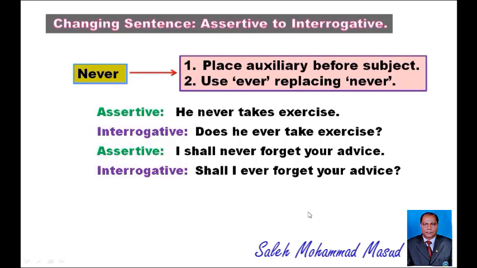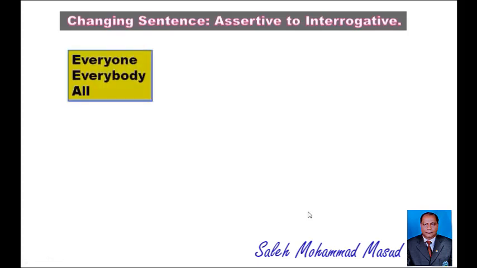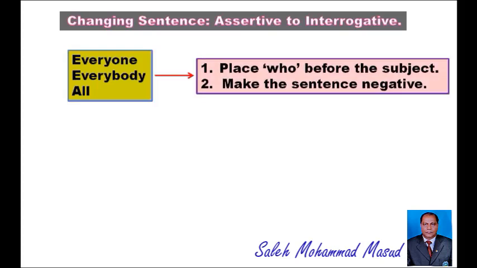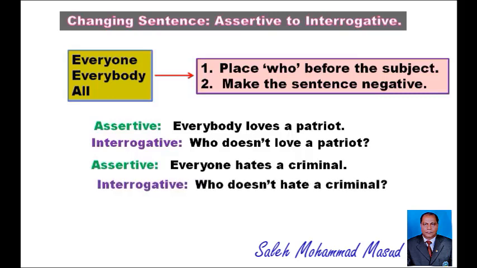Next rule. If the sentence begins with the word everyone or everybody or all, first place who before the subject and make the sentence negative. Example, everybody loves a patriot. The interrogative form would be, who doesn't love a patriot? Next, everyone hates a criminal. The interrogative form would be, who doesn't hate a criminal?